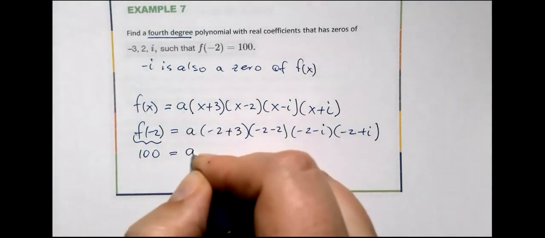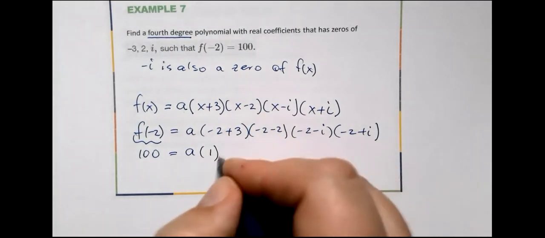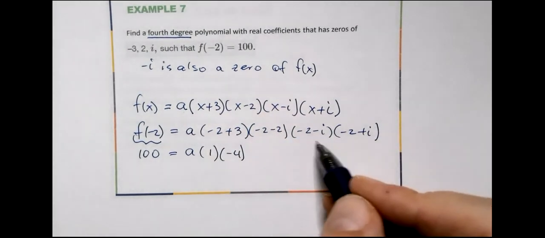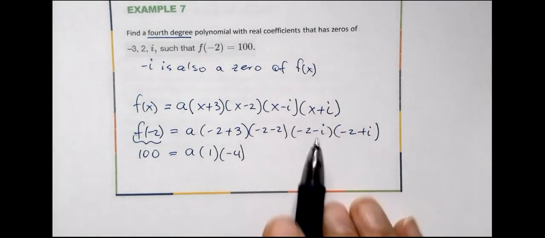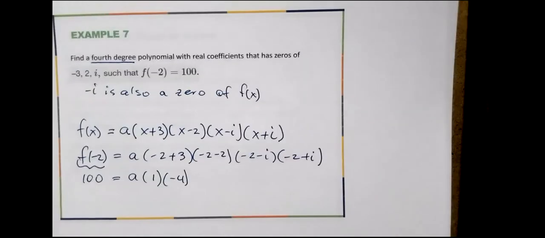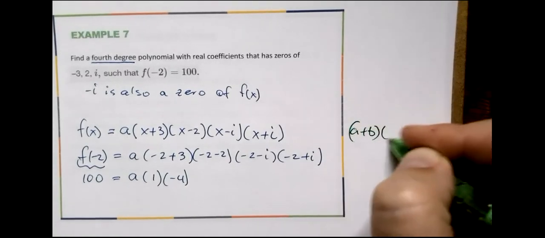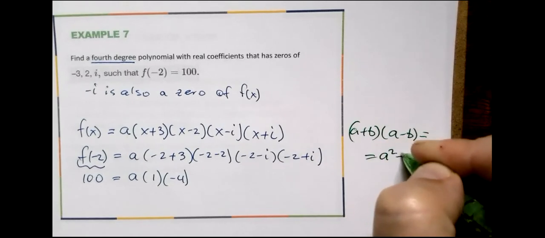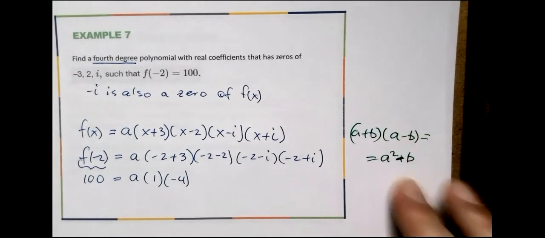And you know what else I'm going to do? So this is 1, this is -4. And here I'm going to multiply these. And so I'm going to apply that difference of squares formula, a plus b times a minus b equals a squared minus b squared. So I'm going to apply this.